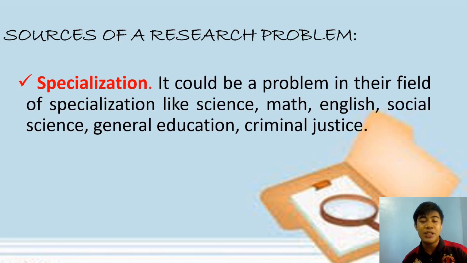Now we have specialization. It could be a problem in their field of specialization like science, math, English, social science, general education, criminal justice. In relation to criminal justice or criminology, we can revisit the areas of law enforcement, prosecution, the court, correction, and community, and other fields of specialization as far as criminal justice, forensic science, and criminology are concerned.